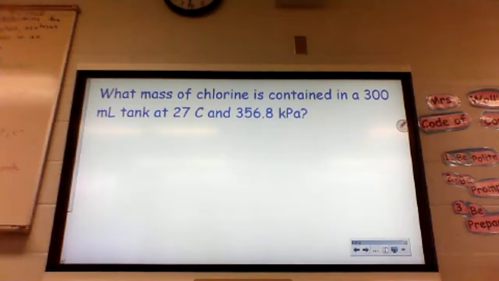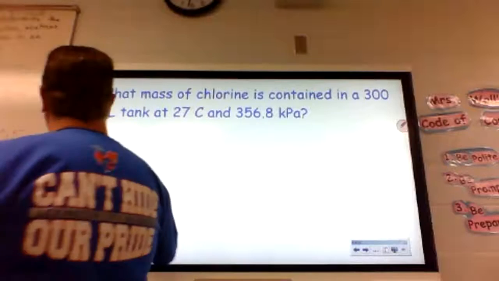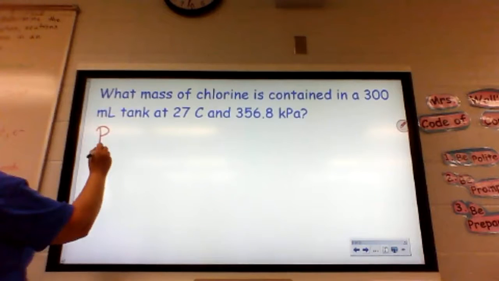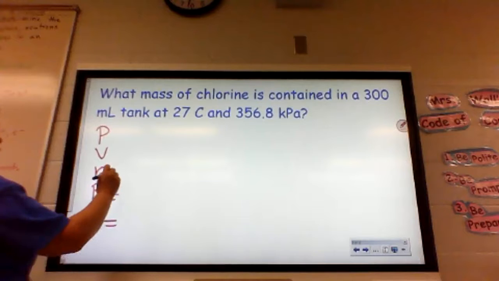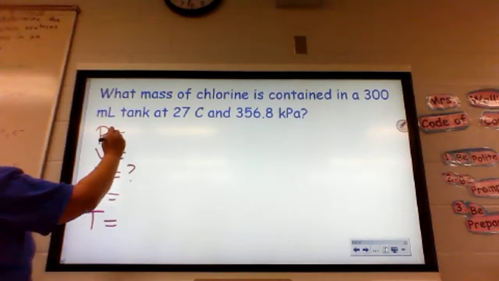All right, so what are we solving for? If it says what is the mass, you're solving for N, because mass is what? It's moles. We can get mass from moles. So we got to have everything else.